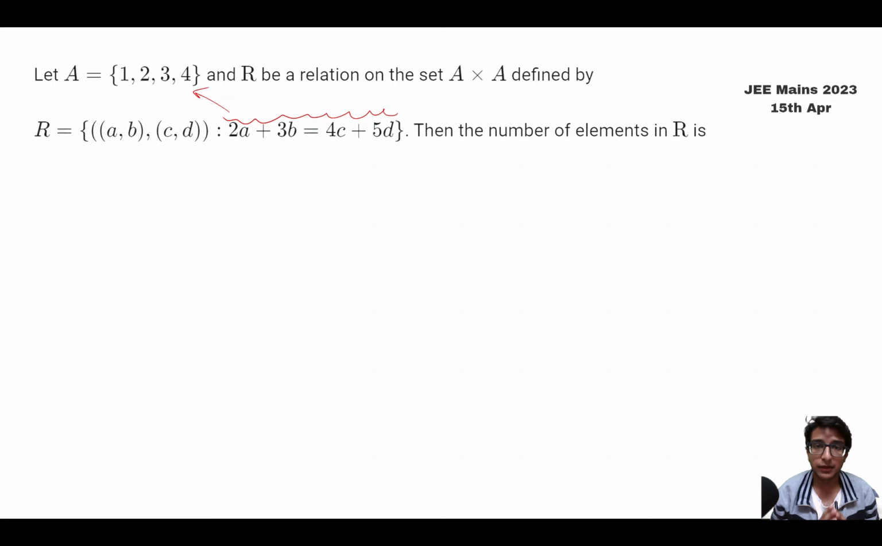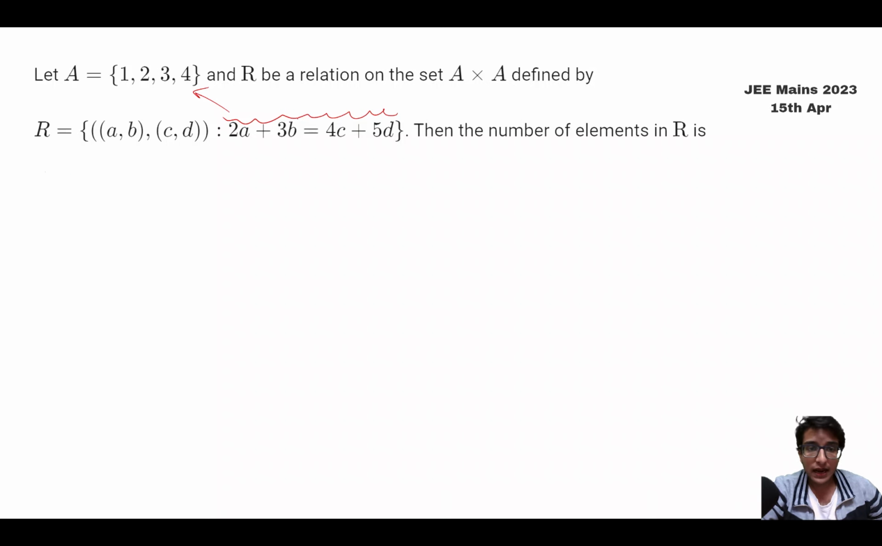We'll find out the minimum values that are possible. Based on that, we'll find out all the middle values that are possible. And then we'll check for each and every value how many relations are possible for that. From that, we'll get our number. So what I'll do is first let me find out the maximum value that is possible.